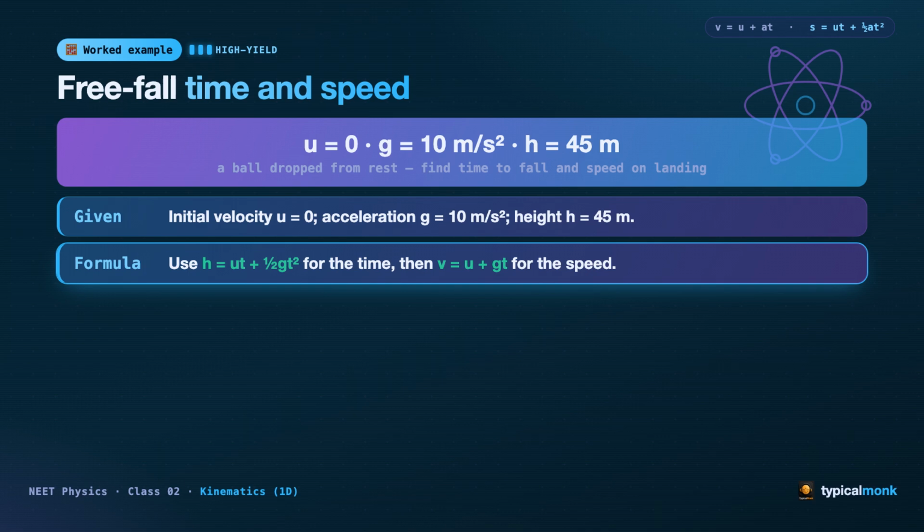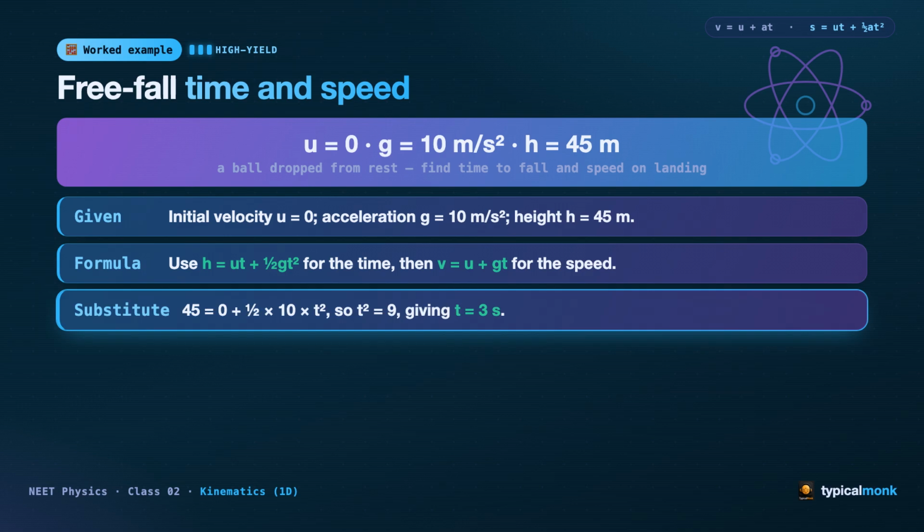Step 2. Choose the formulae. For the time, use h equals u t plus 1/2 g t squared. Then, for the speed, use v equals u plus g t. Pick the equation that fits what you know. Step 3. Substitute for the time. 45 equals 0 plus 1/2 times 10 times t squared. So t squared equals 9, which gives t equals 3 seconds.